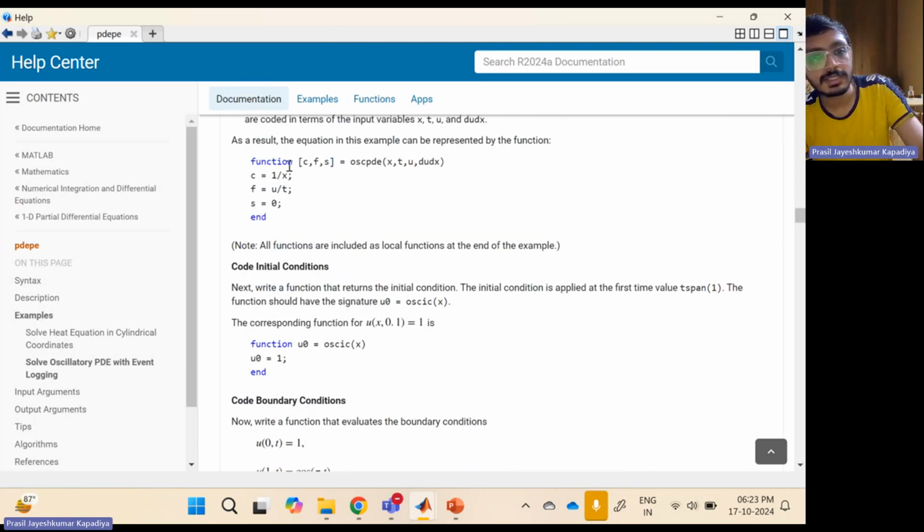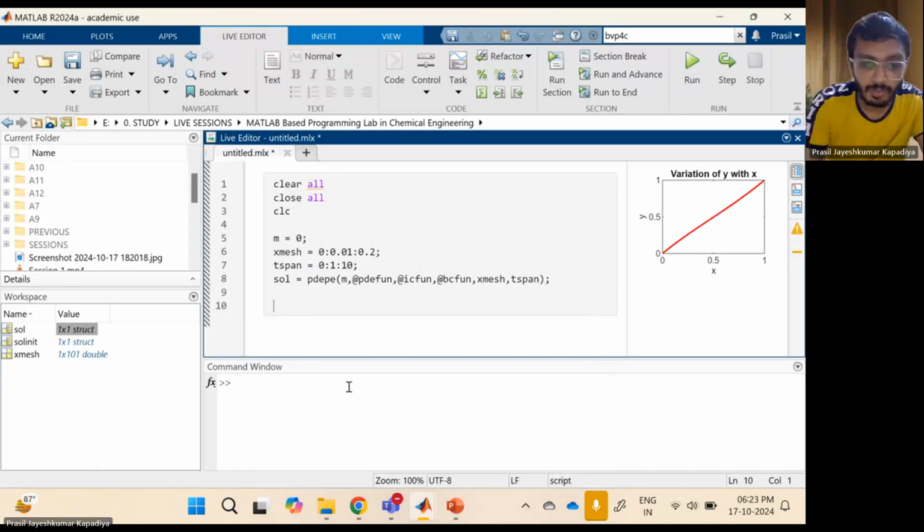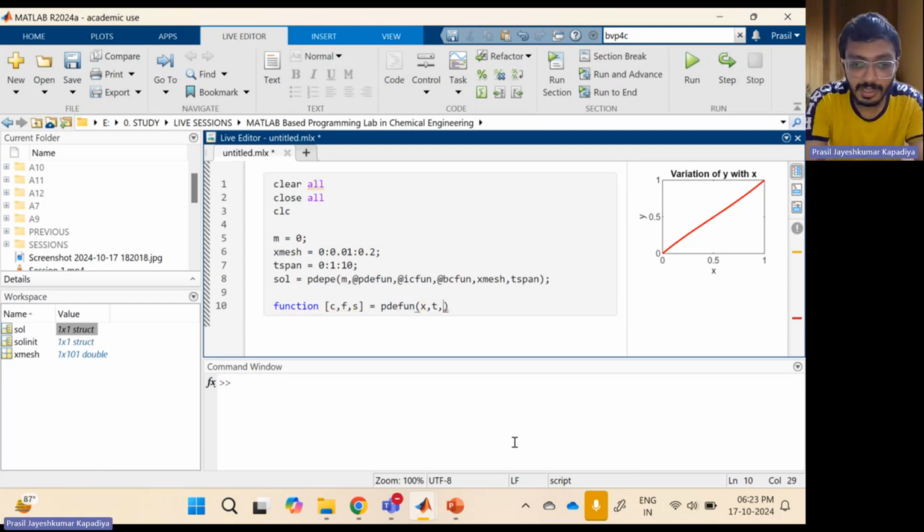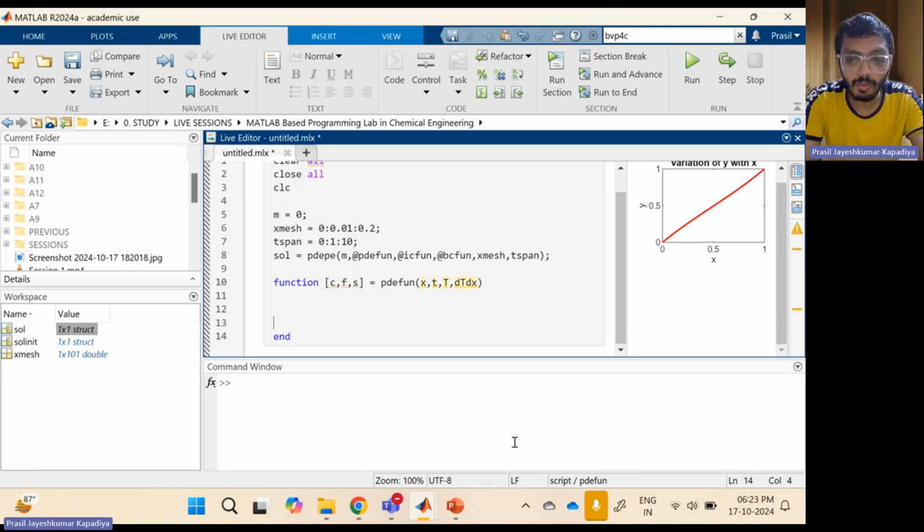So my first function is function CFS. [C, F, S] is equal to, my name of the function is PDE fun that we have written here. So we'll keep that only. Now I need to give the data: X, then small t for time, then temperature, and my equation dT/dx and n. So from here, what is the value of C, F, and S?